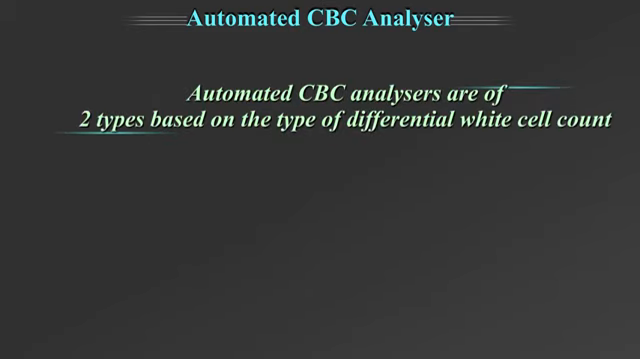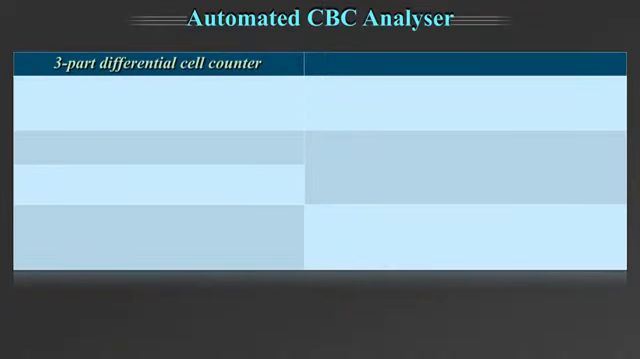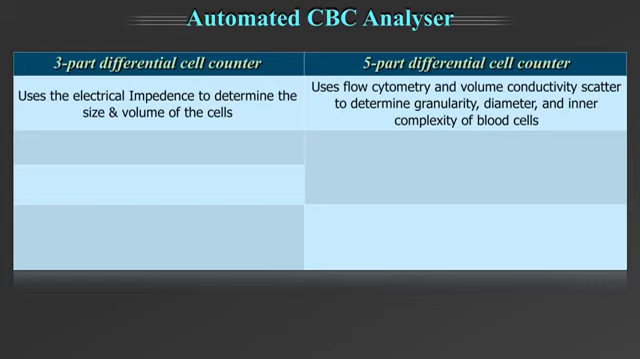Automated CBC analyzers are of two types based on the type of differential white cell count: three-part differential cell counter and the five-part differential cell counter. The three-part differential cell counter functions on the principle of electrical impedance to determine the size and volume of the cells, while the five-part differential cell counter uses flow cytometry and volume conductivity scatter to determine the granularity, diameter, and inner complexity of blood cells.